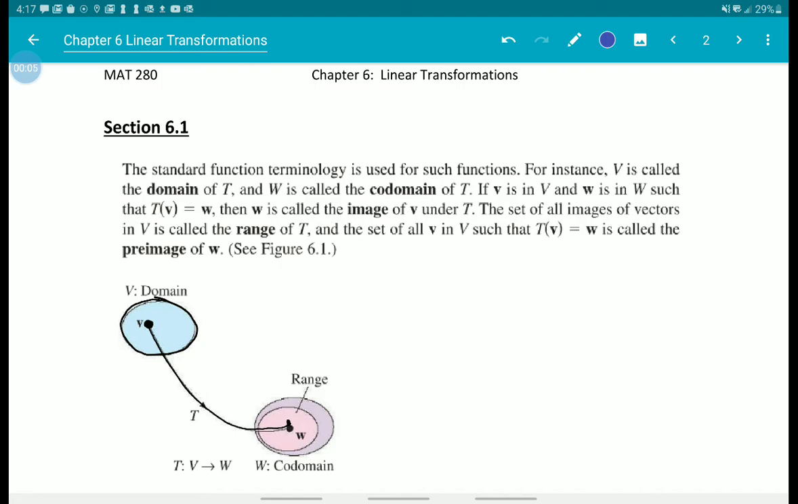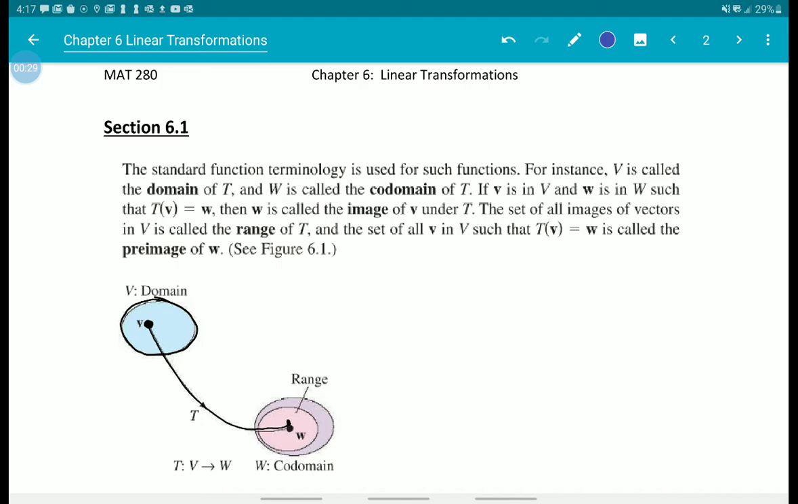So, in chapter 6, we're going to talk about linear transformations. And linear transformations have a set of criteria that goes with them, kind of like vector spaces and stuff like that. But before we jump in, I want to start by talking about some terminology that we need to understand in this chapter. Some of it we've heard before, like domain and range.